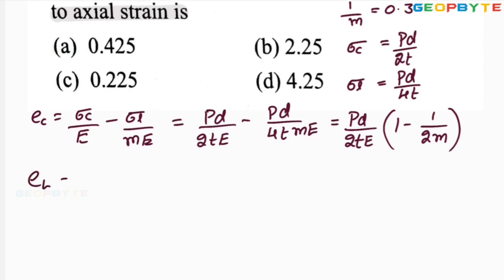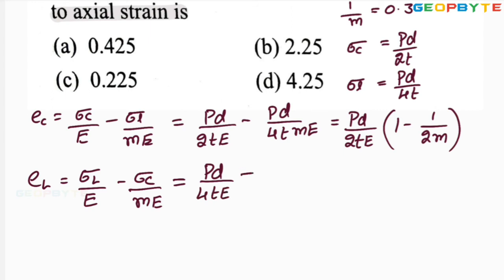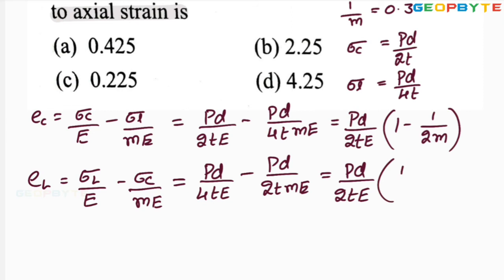Whereas longitudinal strain equal to sigma L by E minus sigma c by mE. Sigma L equal to PD by 4TE minus PD by 2TmE. Write the PD by 2TE outside into 1 by 2 minus 1 by m.